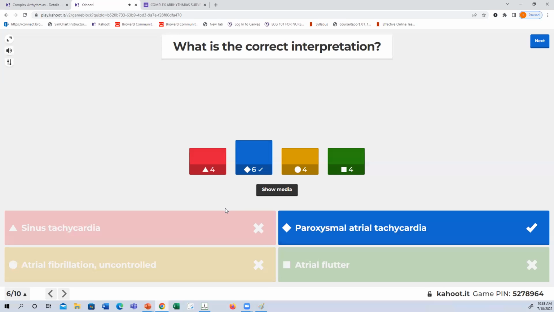Okay, some of you said that it was sinus tachycardia. The rate is 190 or 180. So it's beyond the mark of a sinus tachycardia. This is a SVT or supraventricular tachycardia. The other name for supraventricular tachycardia is paroxysmal atrial tachycardia, or also narrow complex tachycardia.